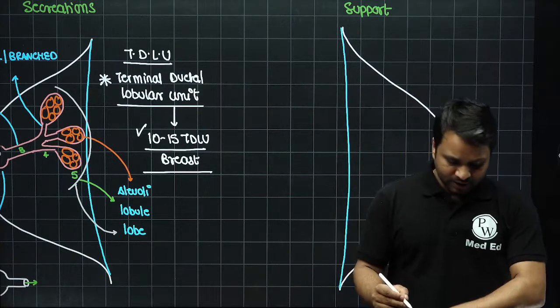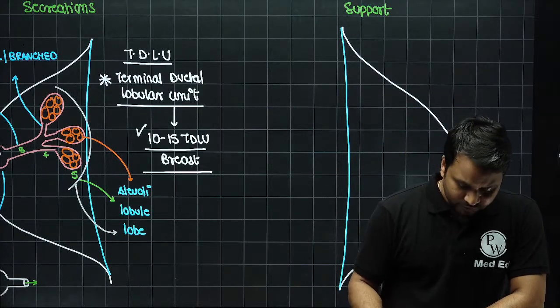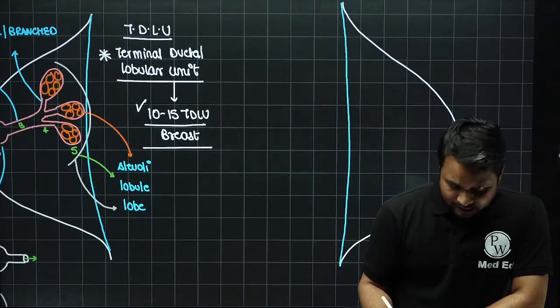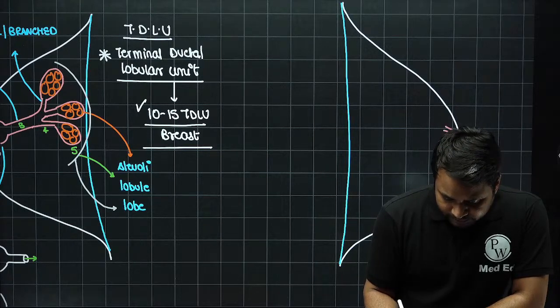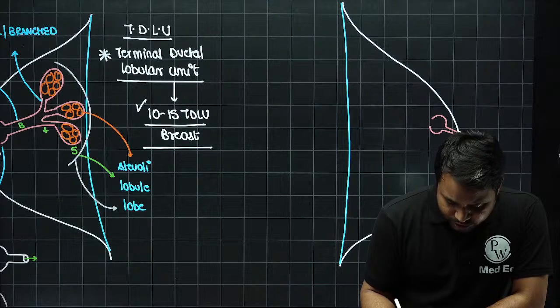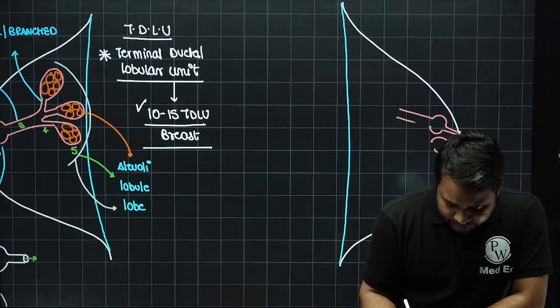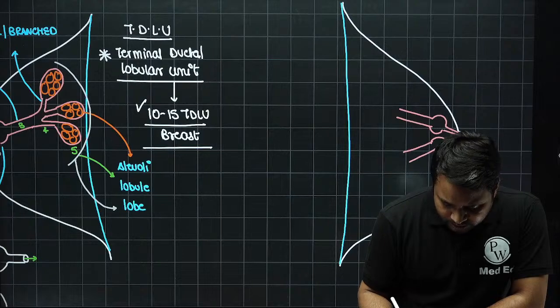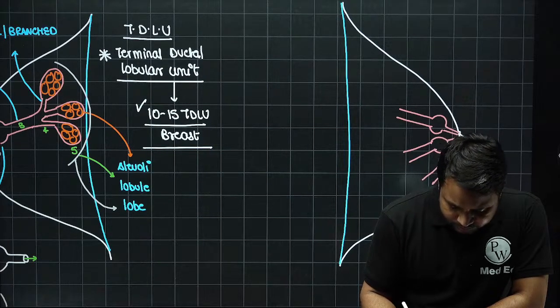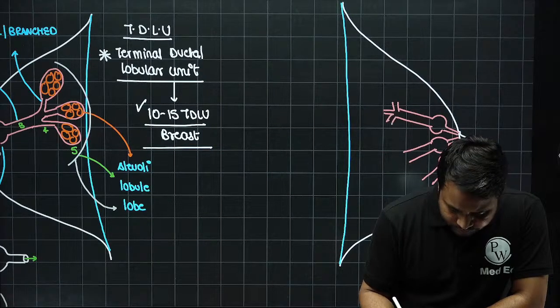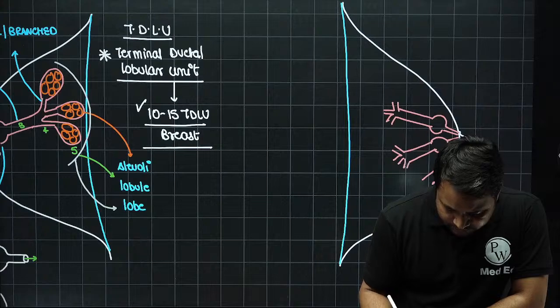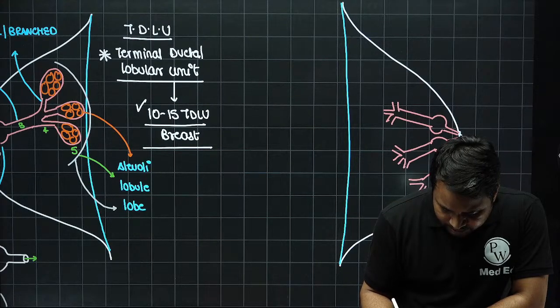Just for the sake of understanding, I'll be drawing a couple of TDLUs, so that you understand the basic anatomical orientation. So these are the TDLUs that you have. We have 10 to 15. I'm going to depict a couple of them, that is 2 to 3, so that you understand it better. So these are the various TDLUs that we have.